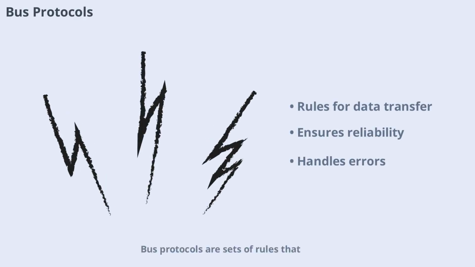Bus protocols are sets of rules that govern how data is transmitted over the bus. They specify timing, data formats, error checking, and handshaking procedures. Proper protocols are essential for reliable communication and data integrity, especially in complex systems with multiple devices sharing the same bus.